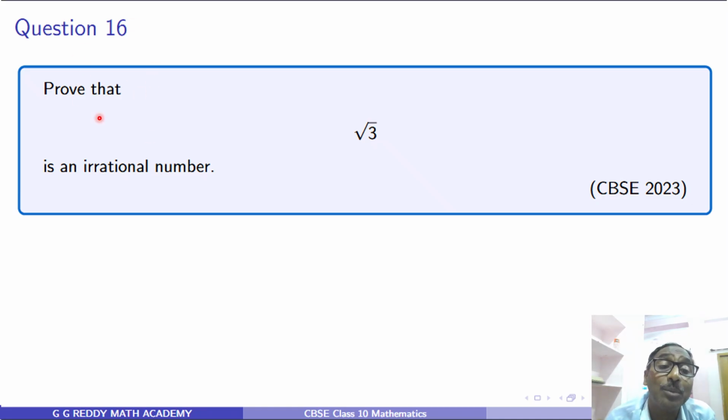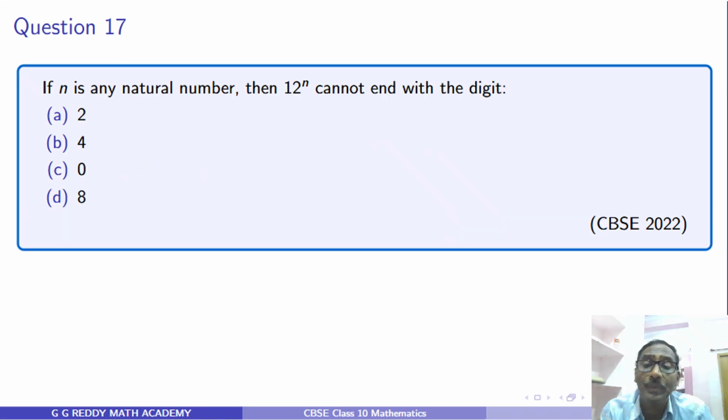Question number 16. Prove that root 3 is an irrational number. To prove root 3 is an irrational number, you will assume that root 3 is a rational number and you will bring a contradiction to your assumption. Prove it.